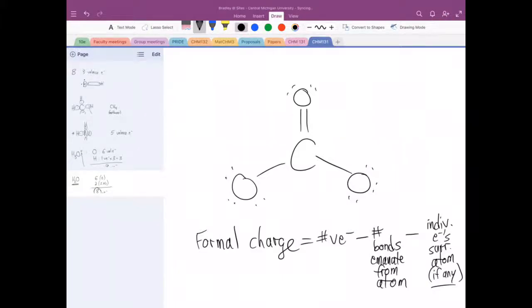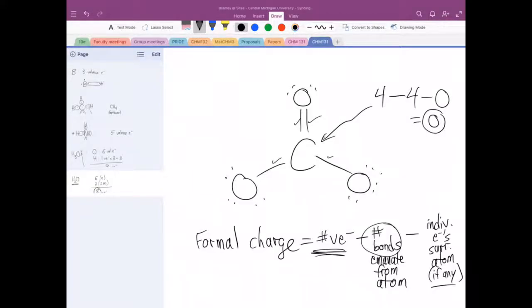And so let me show you what I mean. The formal charge for this carbon is its number of valence electrons, so that's 4, minus the number of bonds that emanate. Well, you've got 1, 2, 3, 4. And then additional electrons, you don't have any around the carbon, so that's just 0. So that's a formal charge of 0.